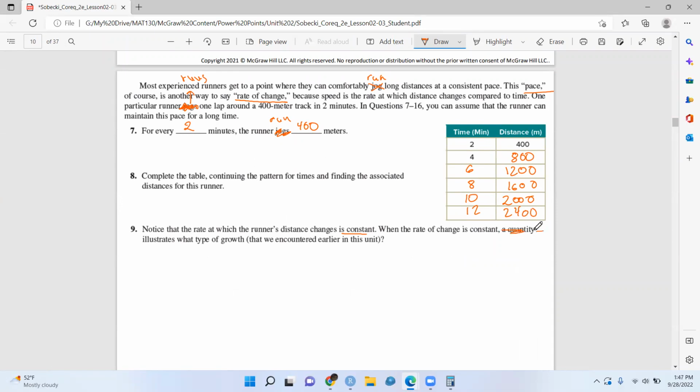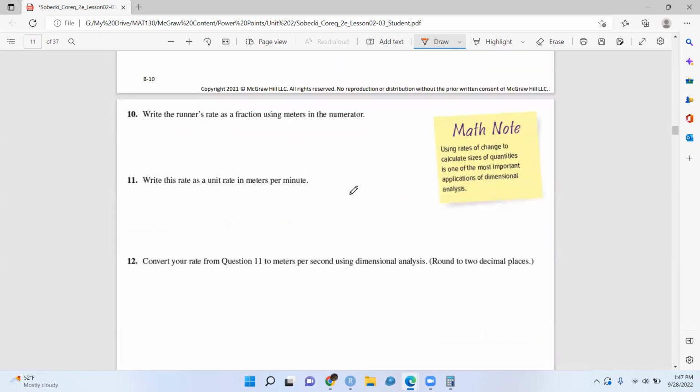That's a typo. It's got to be a typo. When the rate of change is constant, I can't figure it out. Yes, excellent. It's linear. We're adding the same amount each time step. So we're adding 400 meters each time step. Good, good. Okay, so we're going to do this as a fraction.